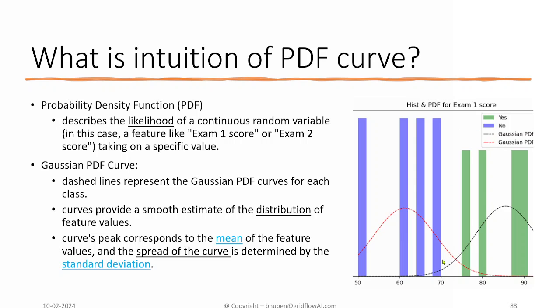The other feature will also have a similar peak. So the curve's peak corresponds to the mean of the feature, and the spread of the curve indicates the standard deviation. So when we say estimate the parameters of the column, this is what it actually means. We need to compute the mean and the spread of the data for each of the columns and for each of the classes.